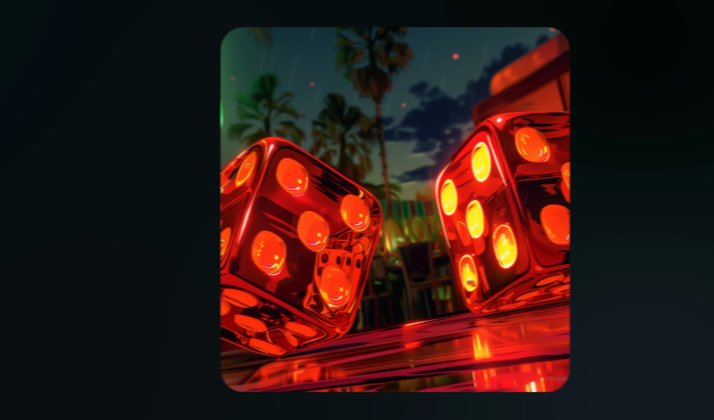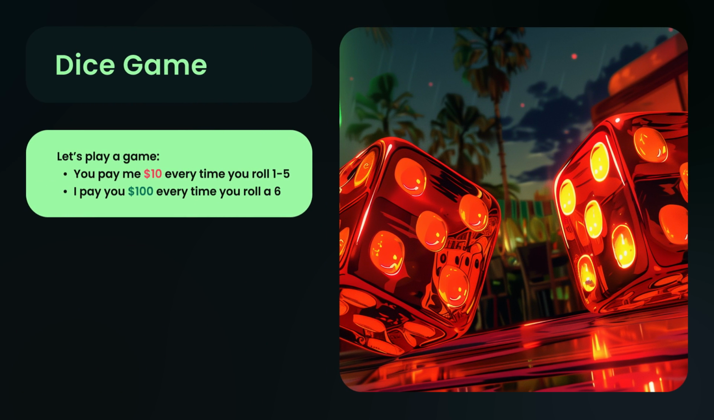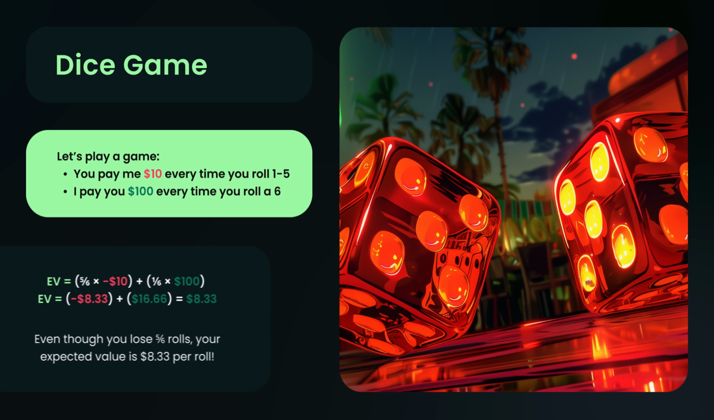Let's play a game. You pay me $10 every time you roll a 1 through a 5, but I'll pay you $100 every time you roll a 6. So you're gonna lose a lot, but when you do win, you're gonna win big. Should you play this game? Let's calculate the expected value.